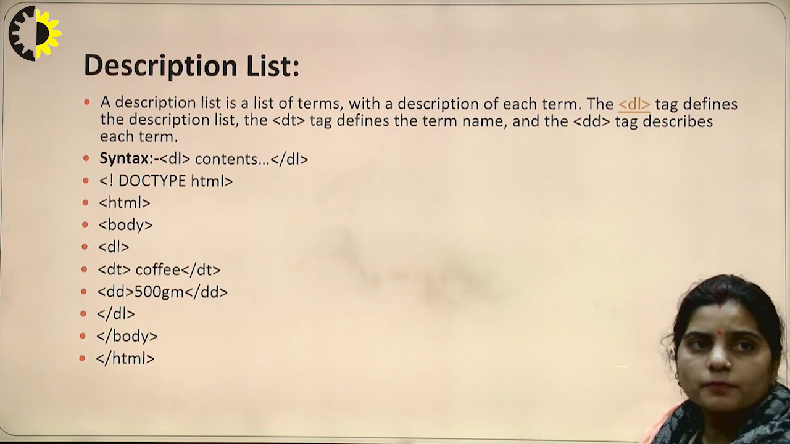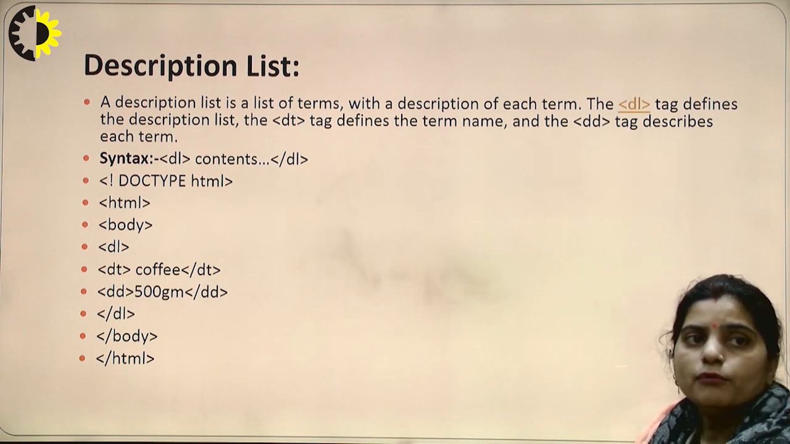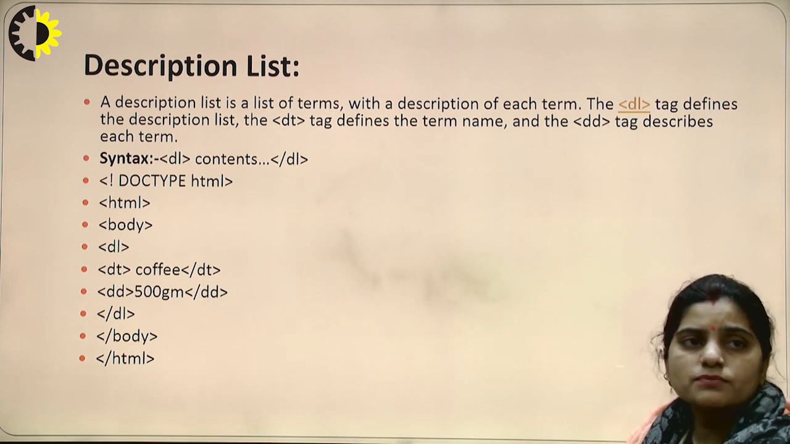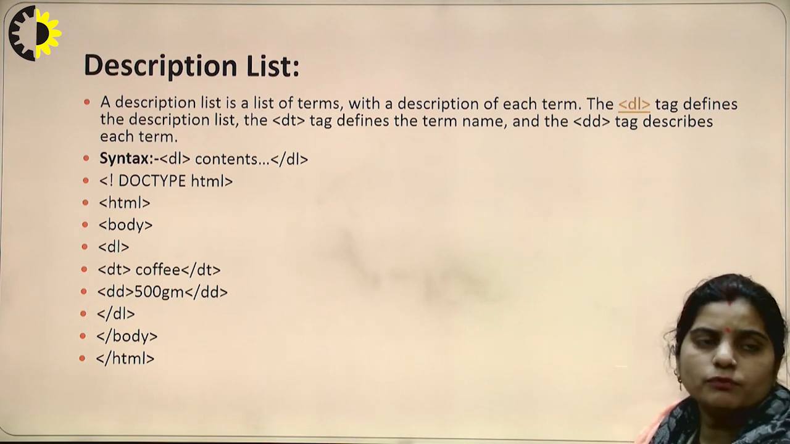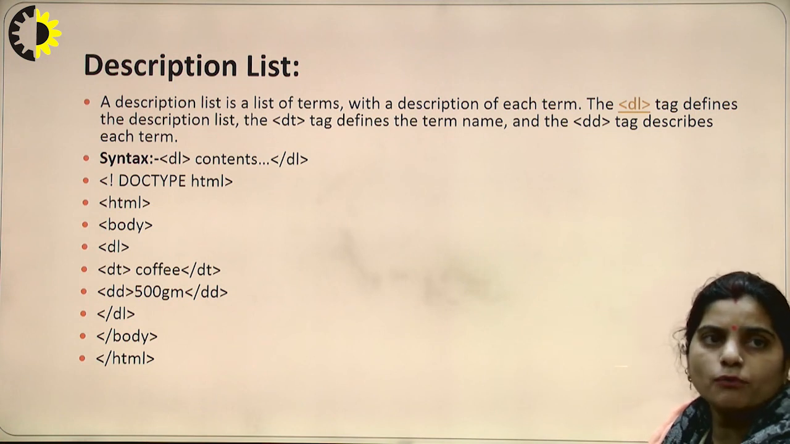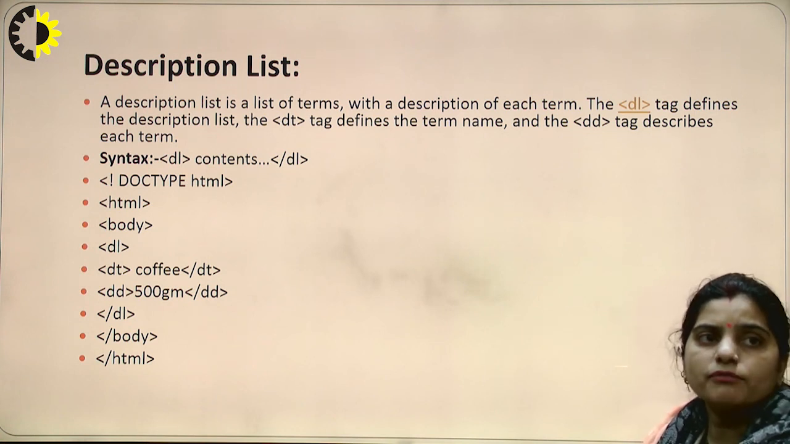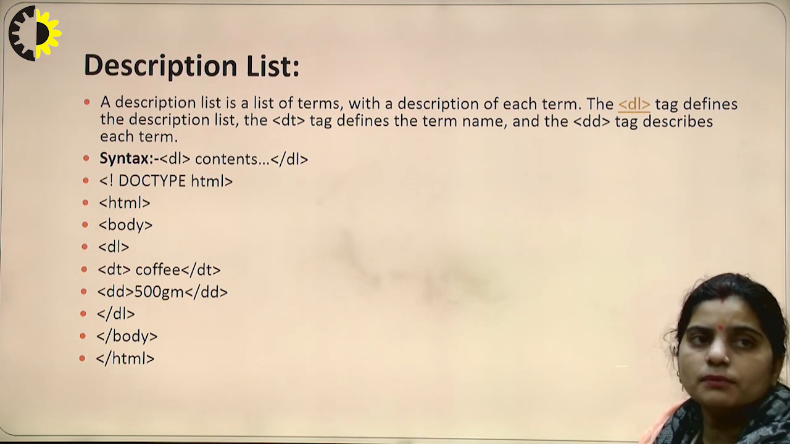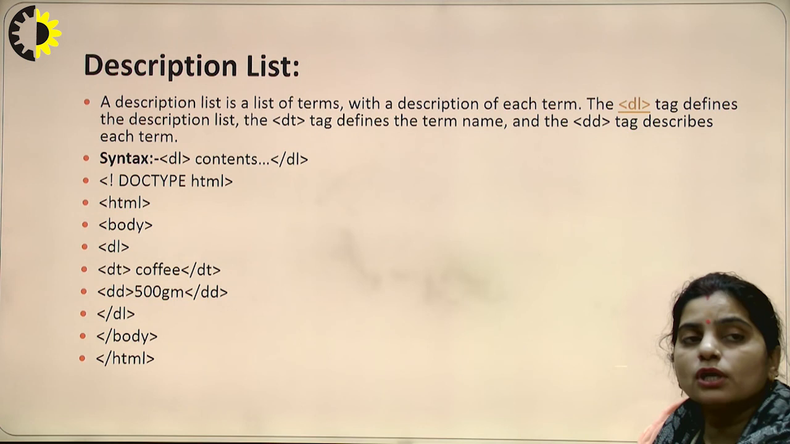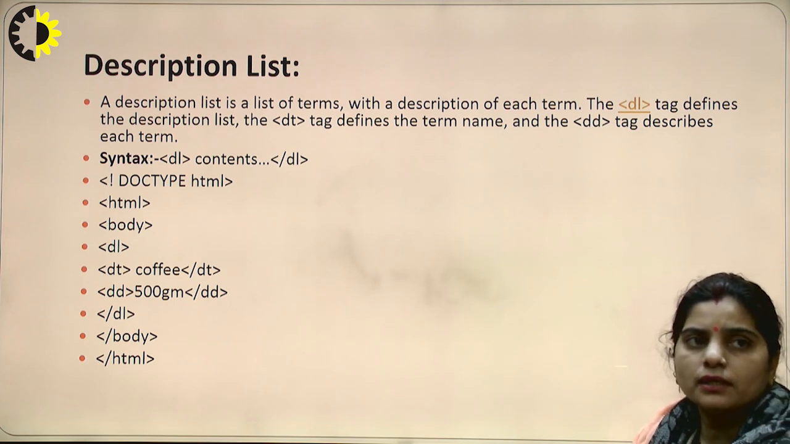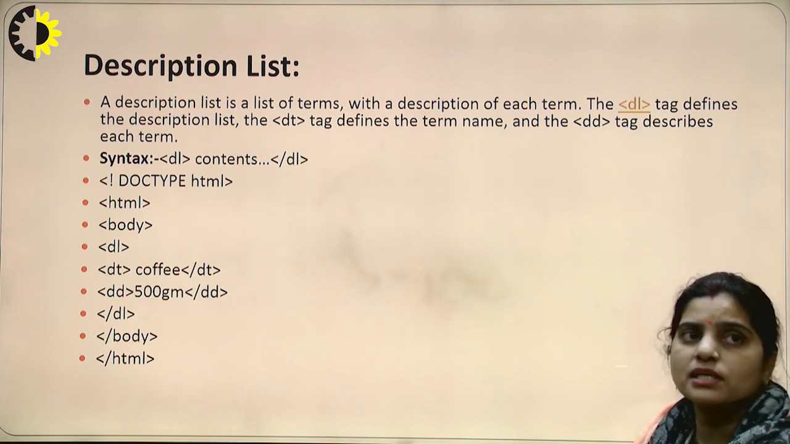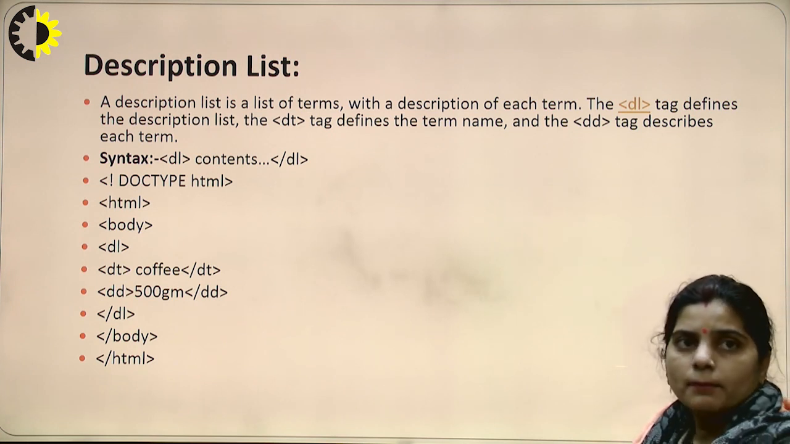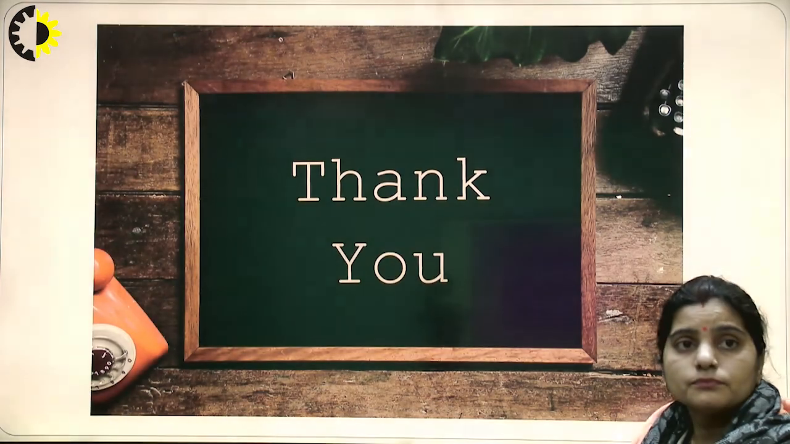which is a definition list. After that, we use DT, meaning definition term. Inside this, we write whatever you want to define. So here the definition term is coffee, and after that DD describes each term. So the data definition describes the coffee, the quantity of the coffee, which is 500 gram. After that, we close the definition list. So basically, a definition list is a list of terms which describes each term. Thank you.